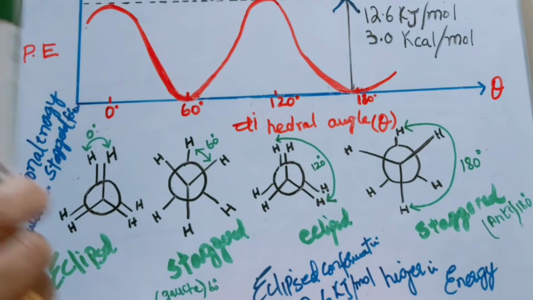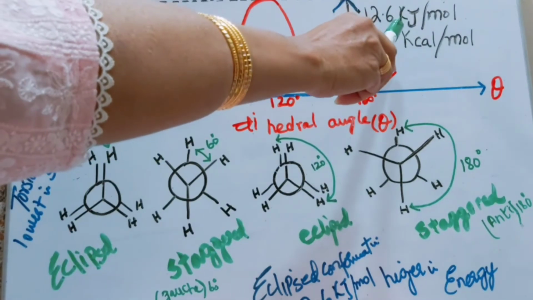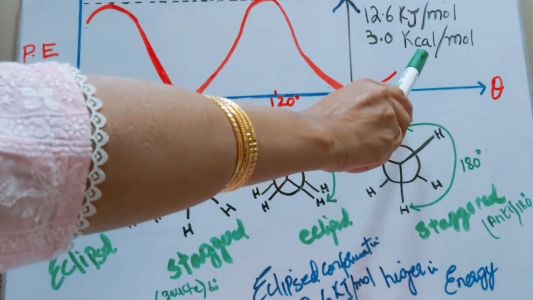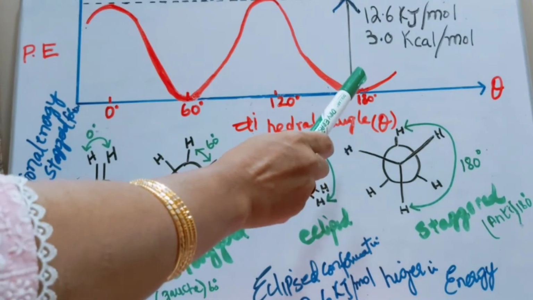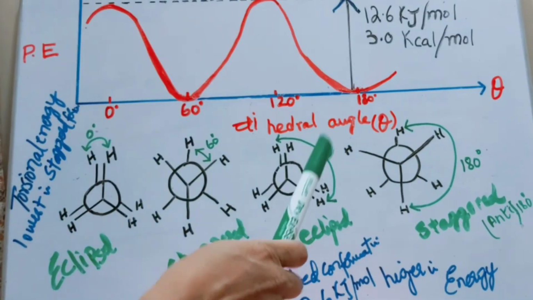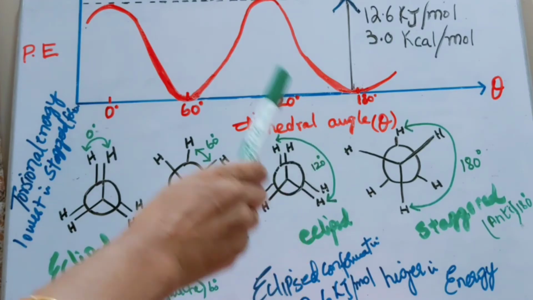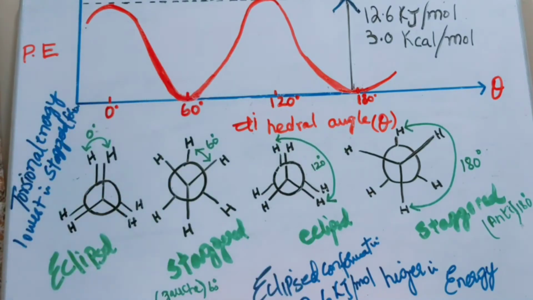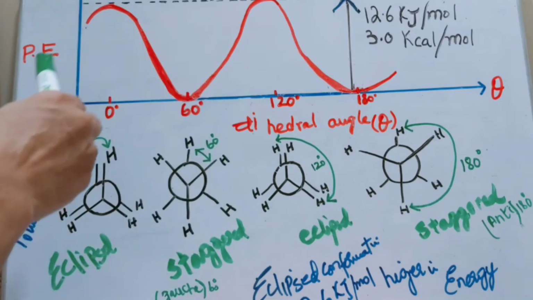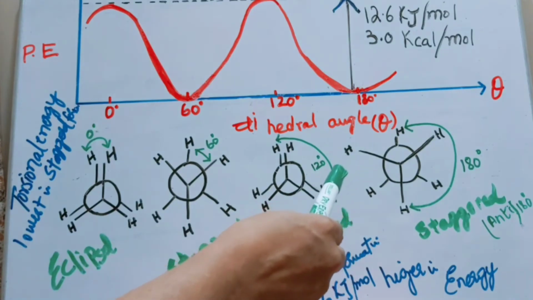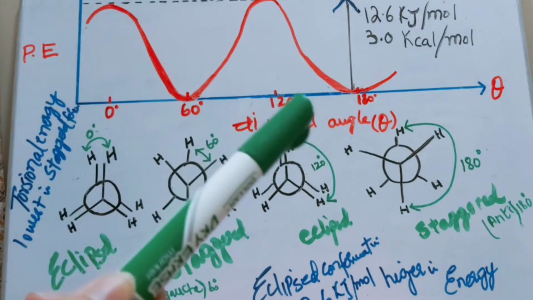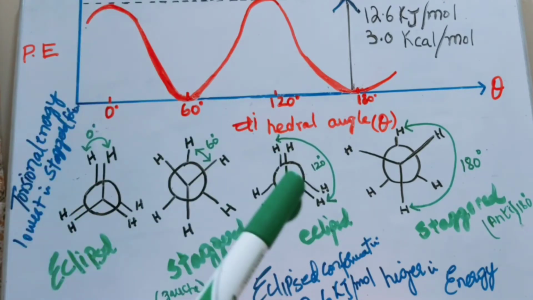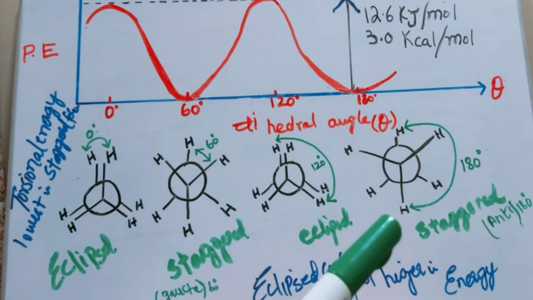And how much energy is needed for that? 12.6 kilojoule per mole, or 3.0 kilocalorie per mole energy is needed, and it is termed as the torsional energy. So what is conformational analysis basically? It is simply a study that explains energies of multiple conformations, and it also helps to understand which reactions could take place and which conformations are going to be favored.